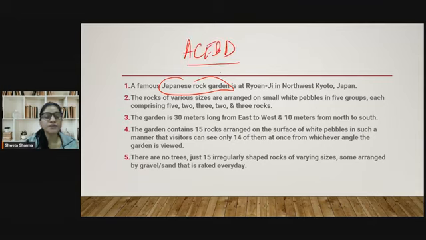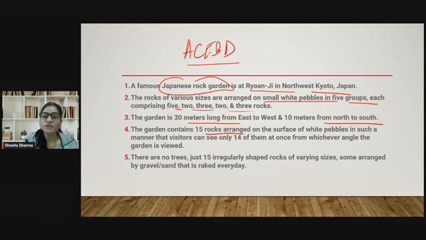How do we get the sequence as ACEBD? Famous Japanese rock garden is at Ryoanji in northwest Kyoto, Japan. The rocks of various sizes are arranged on small white pebbles in 5 groups, each comprising 5, 2, 3, 2, and 3 rocks. Garden is 30 meters long from east to west and 10 meters from north to south.